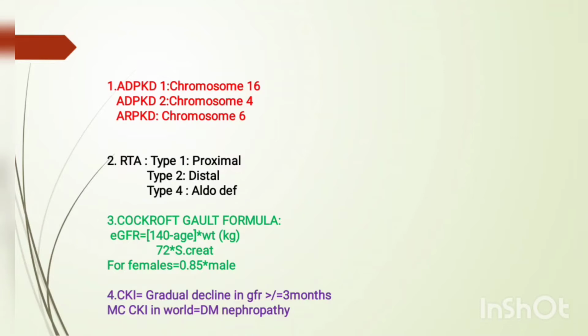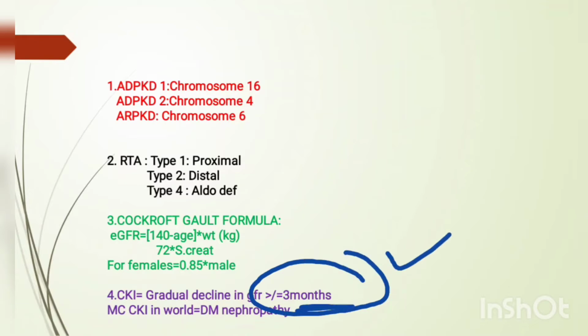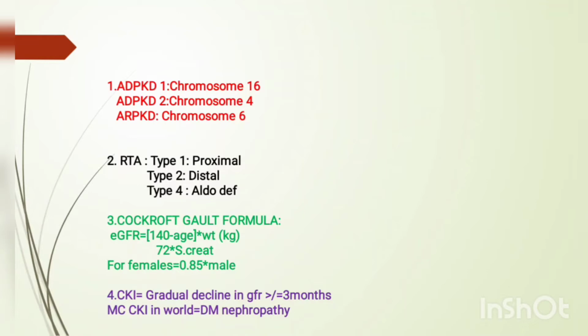Now, chronic kidney disease. It is a gradual decline in GFR for more than or equal to 3 months. So that is the cutoff, and the most common cause of chronic kidney disease in the world is diabetes mellitus associated nephropathy.